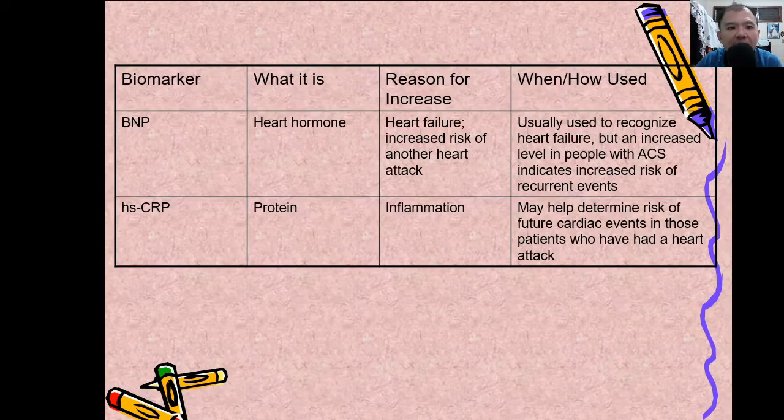So you have BNP and HSCRP. Again, BNP is used to determine if there is a possible heart failure. HSCRP is an inflammatory marker, especially more specific for the heart, and it predicts future cardiac events.